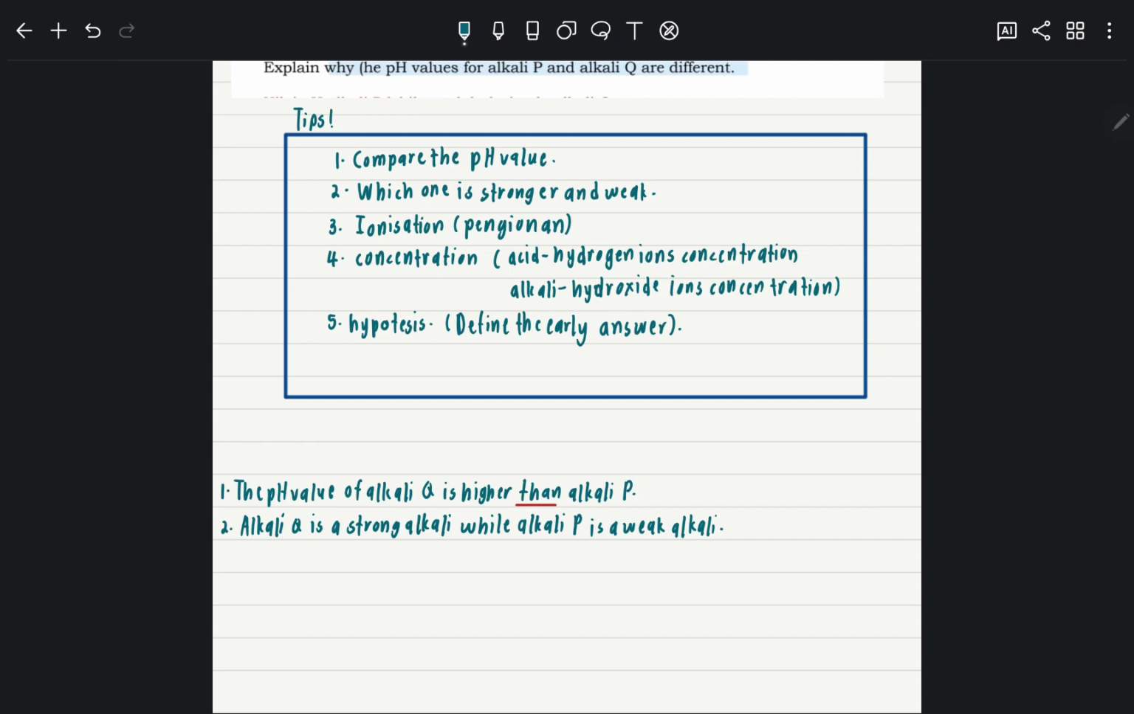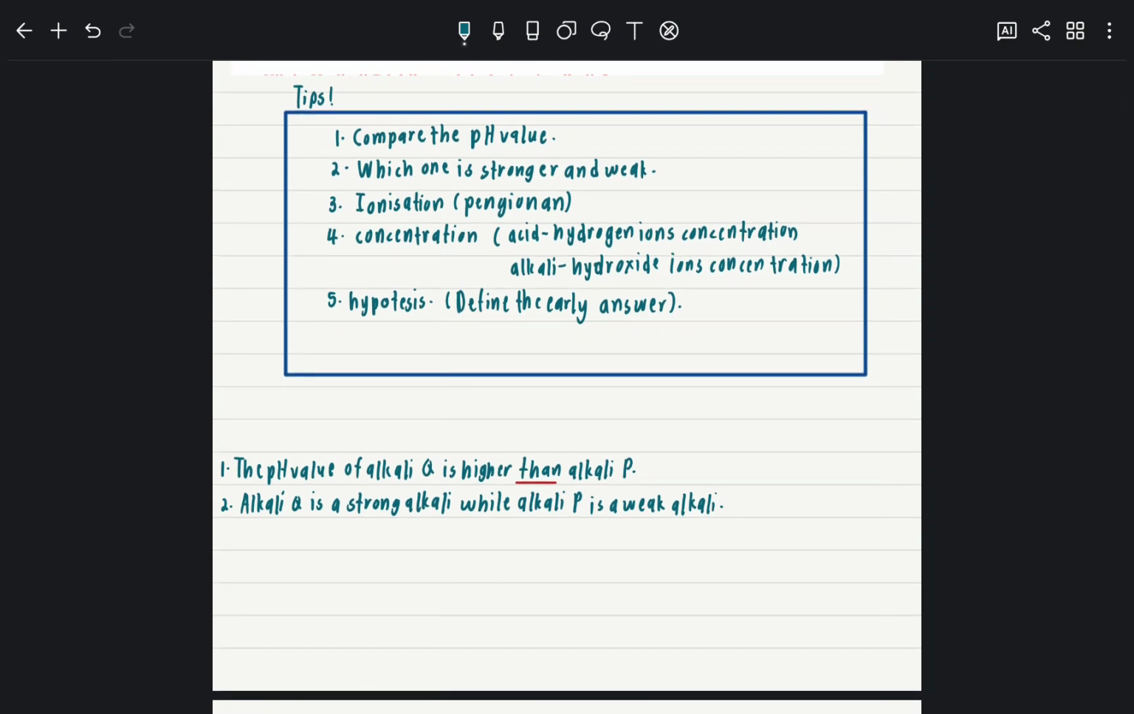I have to see the perbandingan. Ada perbandingan, ada markah. No perbandingan, like doesn't compare, we don't give you marks. It's totally wrong. You can write alkali Q is a strong alkali and third one is alkali P is a weak alkali. It's not comparing, it's zero. Walaupun betul tapi you're not comparing. We want the comparison in the same sentence.